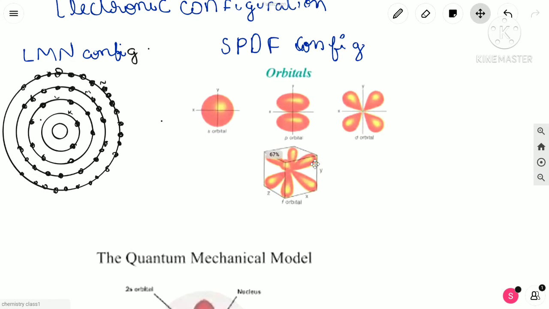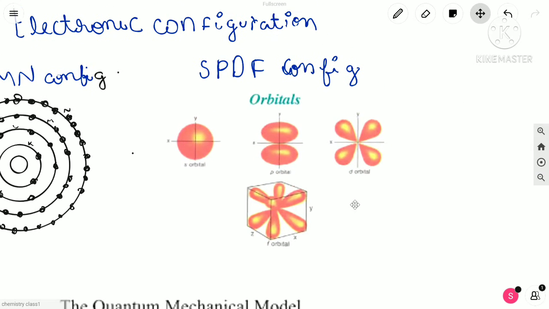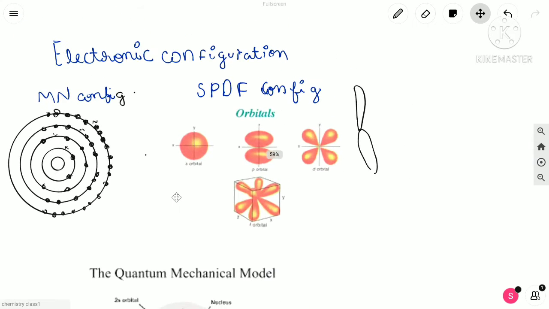So the S shell looks like a circle. The P shell just looks like two loops, or two sacks if you're drawing it. I mean, there are actually three of these. And then the D shell contains four sacks and the F shell contains eight sacks. Yeah, that is SPDF.